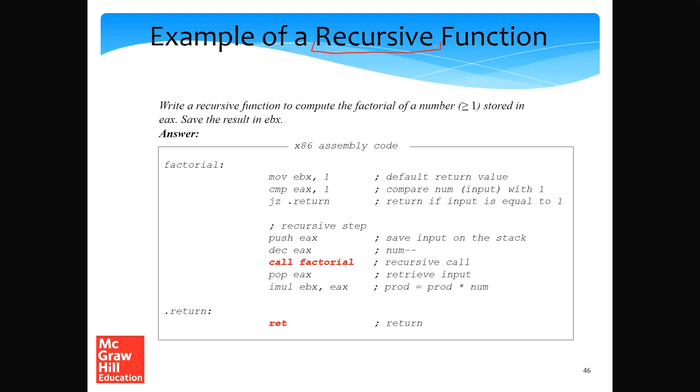So the idea here is to write a recursive function to compute the factorial of a number which is greater than or equal to 1, where the number is stored in EAX and the result is saved in EBX. So essentially compute EAX factorial, save it in EBX, and the function has to be recursive. What does recursive function mean? It basically means that the function is calling itself.